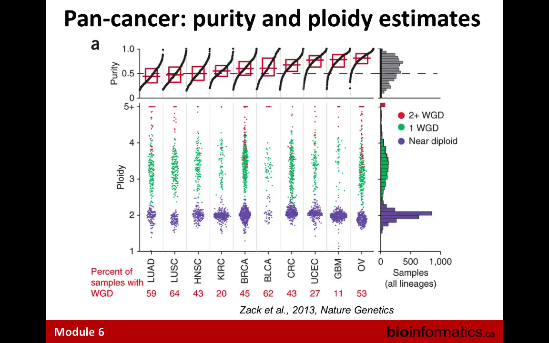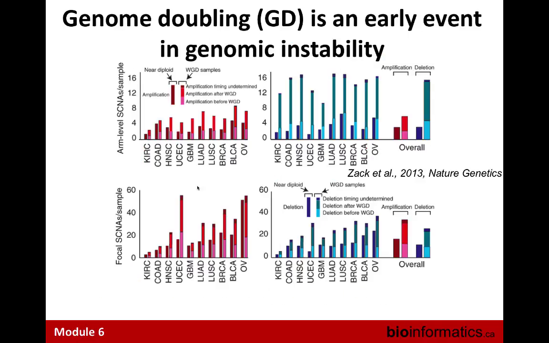Yes. So you would go from AABB to AAB or ABB, right? You would lose one copy, but you could lose 2 copies. Yes, it's an average over the whole genome. And then these graphs basically show that there's compelling evidence that this genome doubling event happens early.